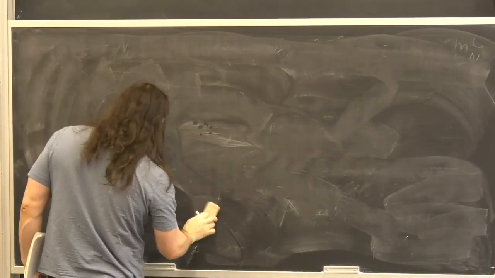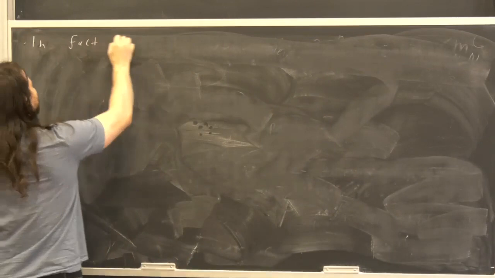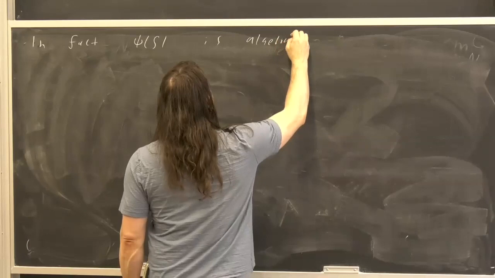So anyways, in fact, it is algebraic. In fact, the image of S is algebraic. The map to it is algebraic. And in fact, it's not just algebraic, but it's quasi-projective.